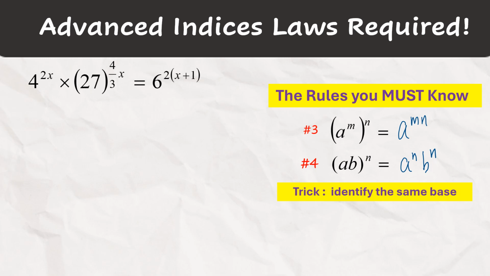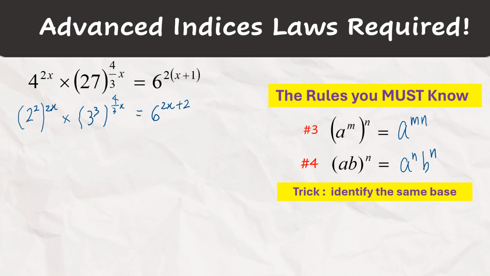So I'm going to make use of law number 3 and number 4 to help me find the same base. I'm going to start off with 4. I can rewrite 4 as 2 squared. If I rewrite it, this will give me 2 squared and then to the power of 2x. Similarly, I can easily rewrite 27 as 3 cubed, and for the 6, I just leave it. I just expand the index.